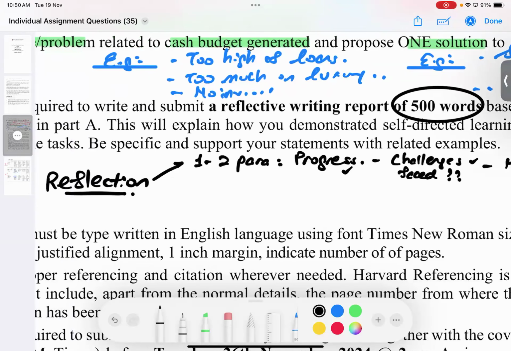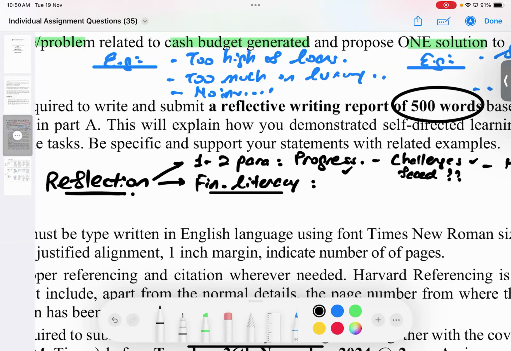Then you talk about what you learned specifically. What can you learn from this assignment? Maybe financial literacy. Then be specific. What kind of financial literacy did you learn here? So we put financial literacy as a heading. You can put a heading, very nice. I will give you marks.